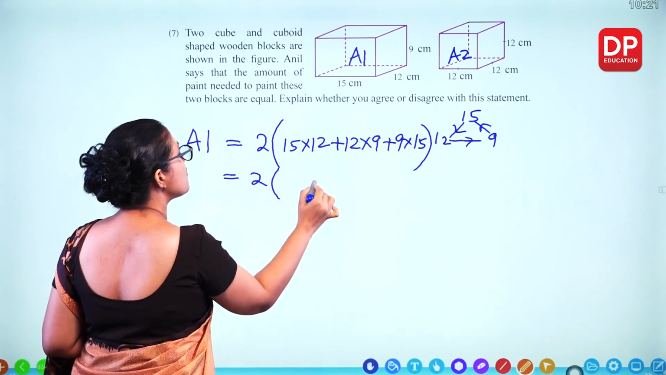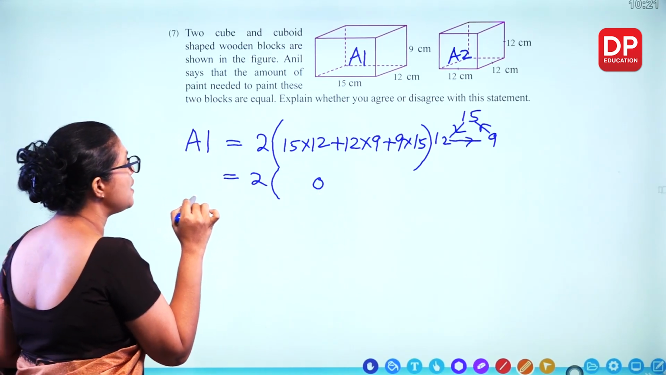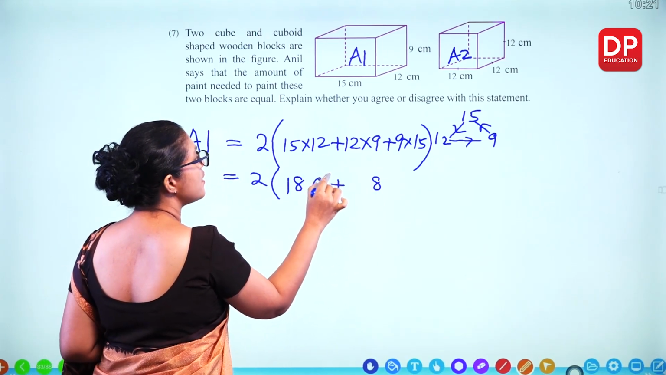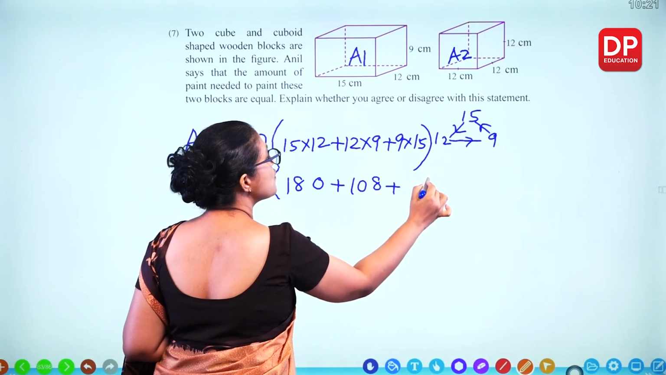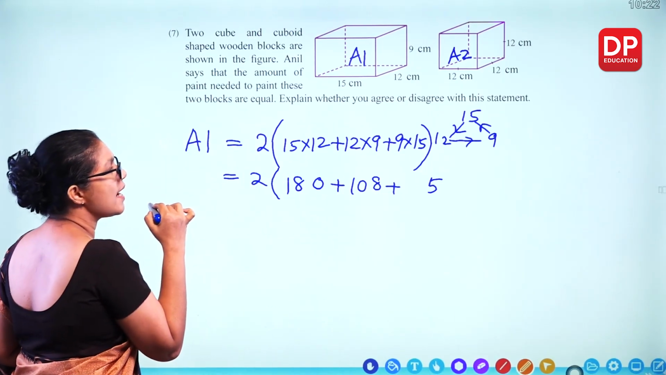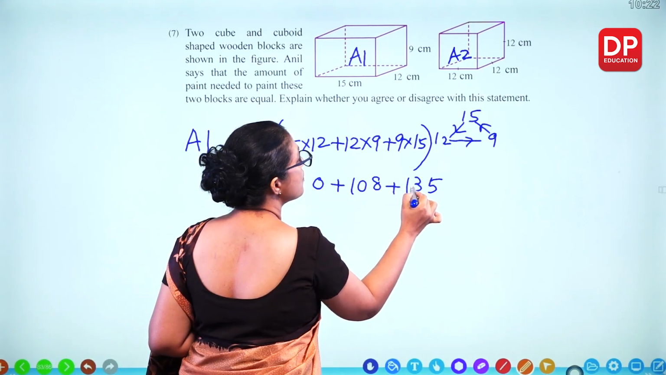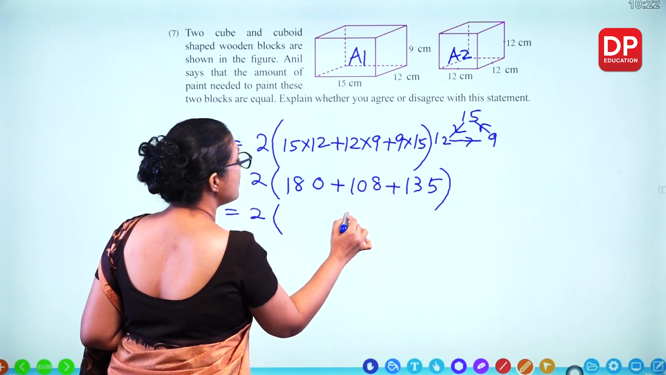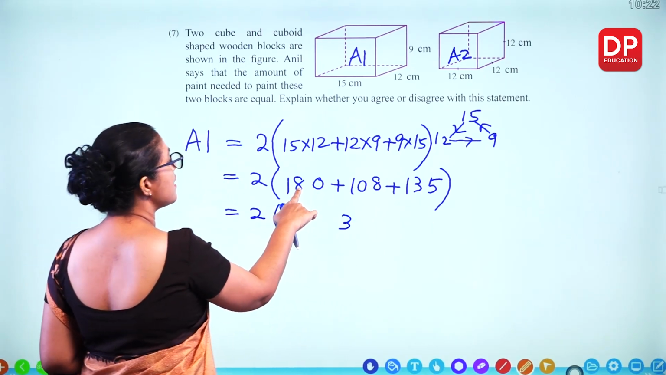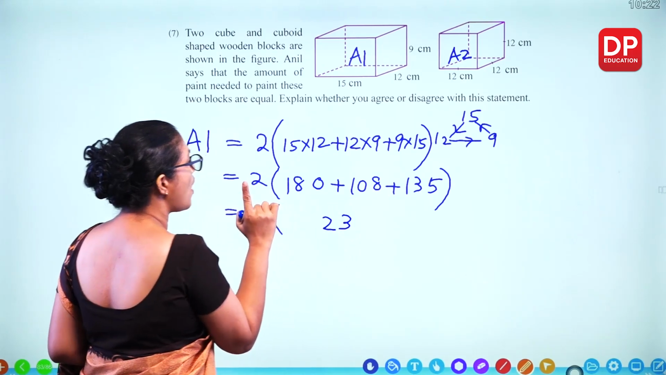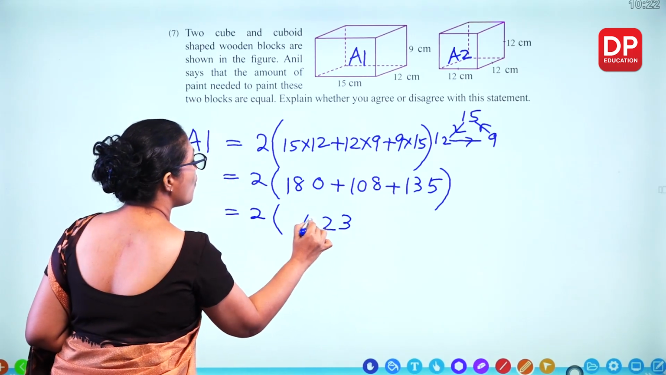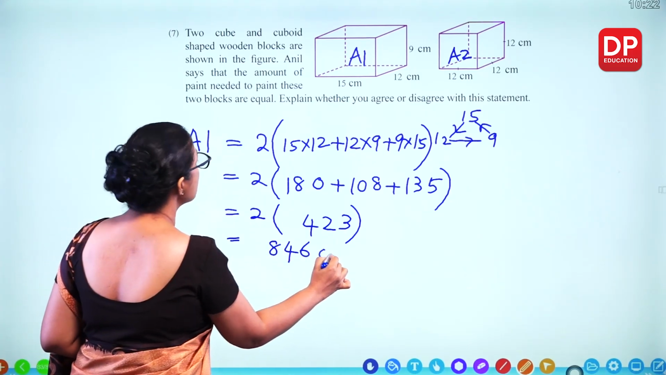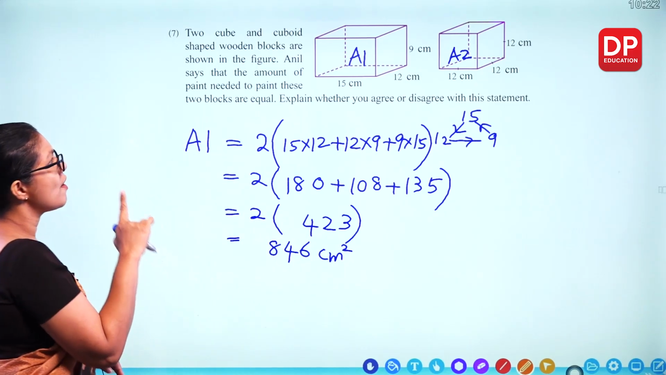You get 15 times 2, 30. 15 times 1, 15 plus 3, 18. 9 times 2, 18 and 9 times 1, 9 plus 1, 10. 9 times 5, 45. 4 remaining. 9 times 1, 9 plus 4, 13. Add it together. You get 8 plus 5, 13. 1 remaining. 9 plus 3, 12. 1 remaining. 2, 3, 4. And multiply by 2. You get 846 square centimeters. That's the area for the first one.